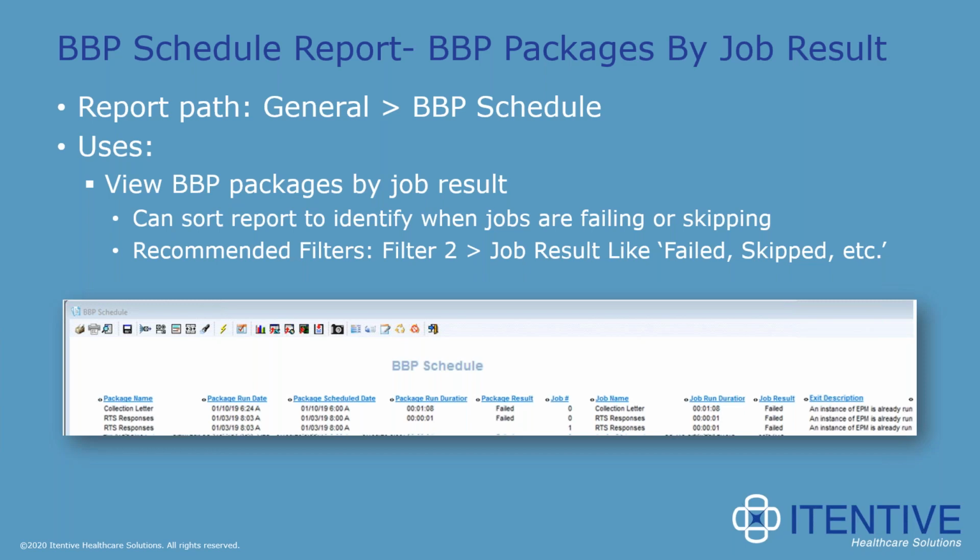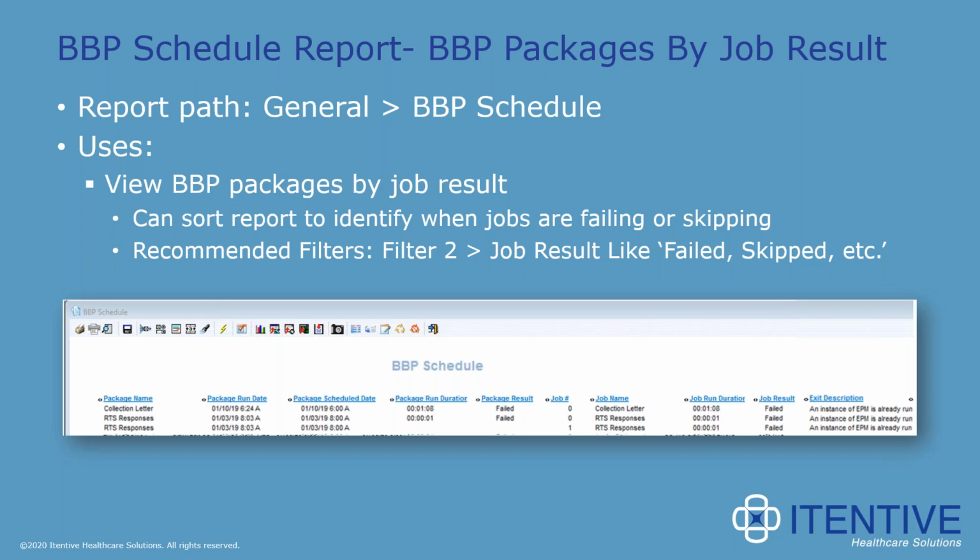Like we saw with that previous BBP report, I'd really recommend narrowing down that schedule date so you can review the job results, maybe by a week or maybe look at it over a month. So you can set up that specific time frame that you need. And to only see the job results that you are concerned about, you can use that Filter 2 tab, and that's going to show you the results that you want to hone in on. So for example, if jobs are failing, if they're skipping, things like that.